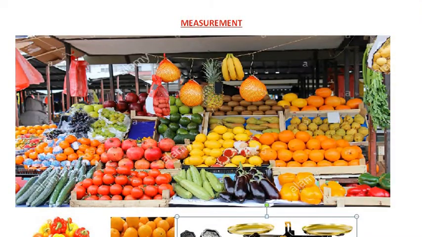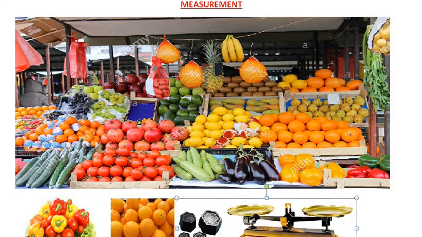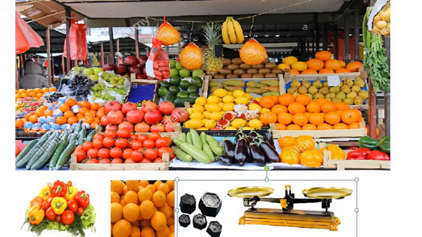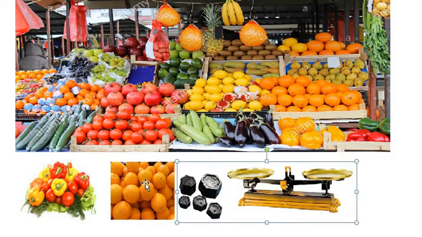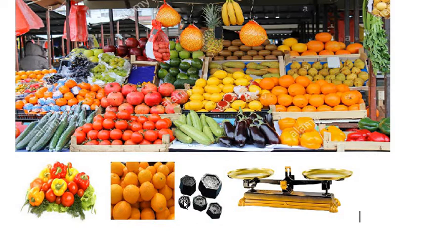The lesson now is measurement. The measurement process is very important in our daily life. If you want to buy something from the market, for example, if you want to buy oranges from the vegetables, you go to the shopkeeper.